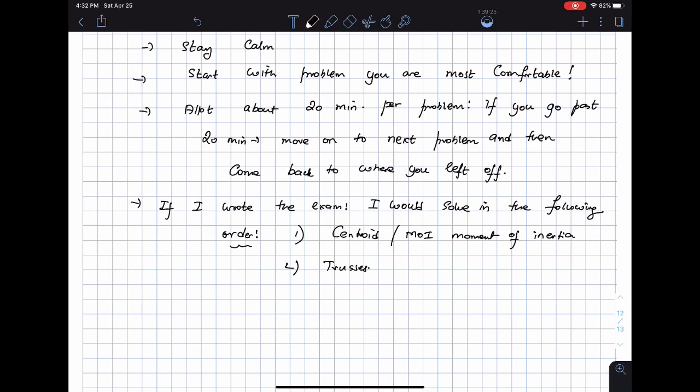This is the reason why I became an engineer, as I told you in lecture a long time back. It still makes me very emotional to talk about trusses. Then I would look at frames, and then I would finally look at friction, which is always tricky. Trusses are straightforward. Frames can be tricky.